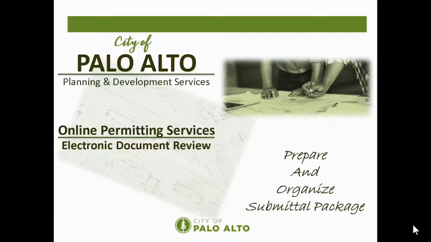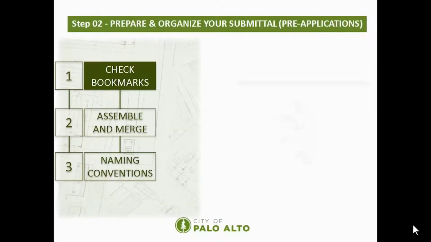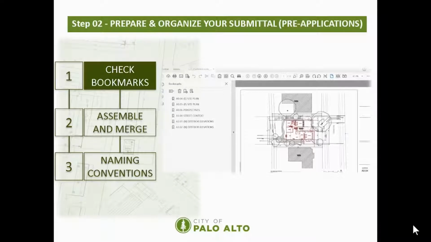There are three main steps in preparing and organizing your submittal package. The first is checking for bookmarks on your plan set. A bookmark is a type of link that goes to a different view or page in a plan set or document. Bookmarks are generated automatically during PDF creation by most desktop publishing programs or architectural CAD software, such as AutoCAD, MacDraft, MicroStation, and others.